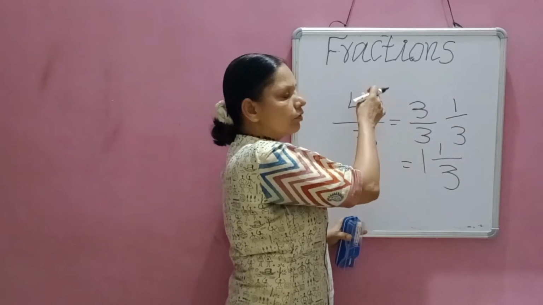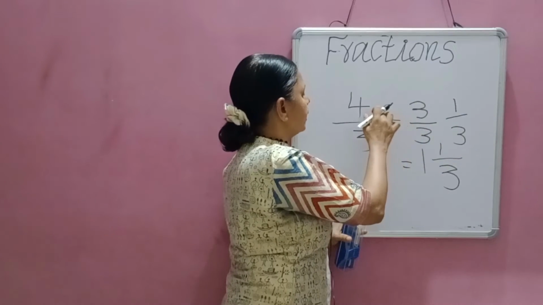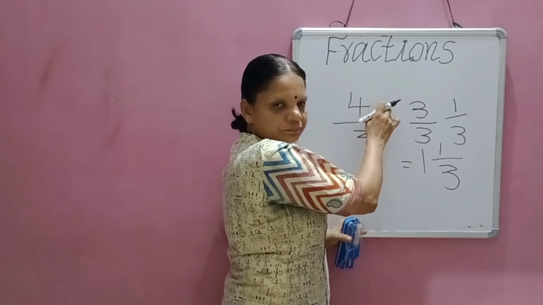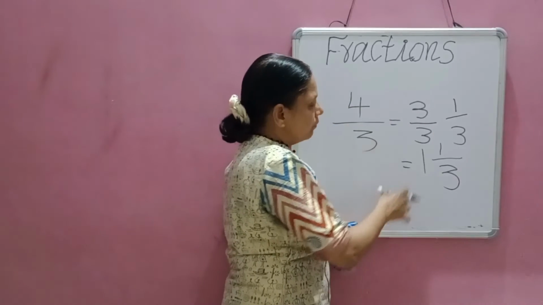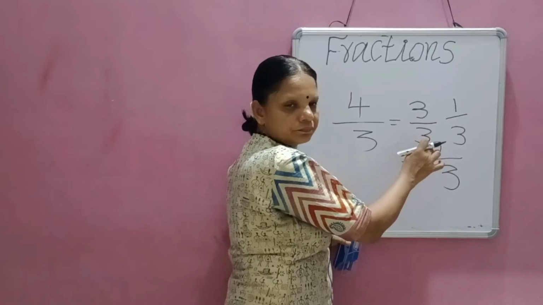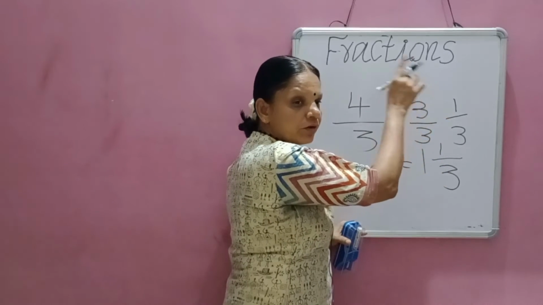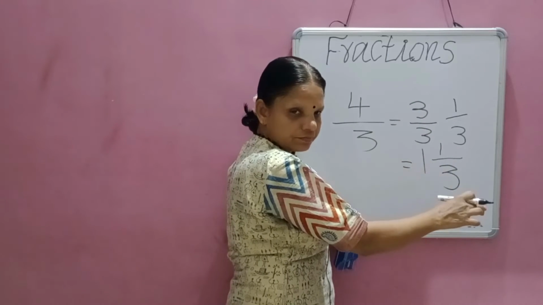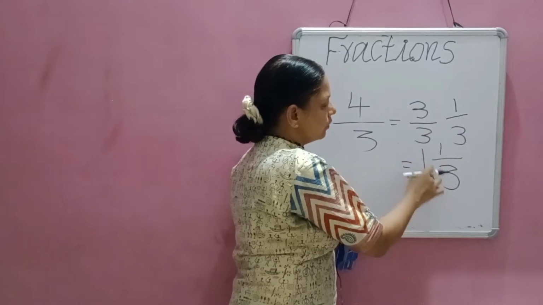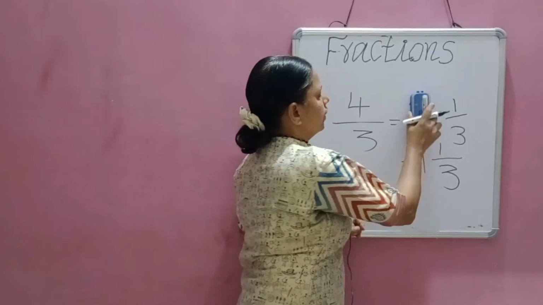Out of this, then only you can get one more chocolate is required. Then only you can get 4 parts. 3 parts from the first chocolate, so that completed 1 we got. Clear? And only 1 part from the second chocolate, that is also divided into 3 equal parts. So altogether its value is 1 and 1 upon 3.